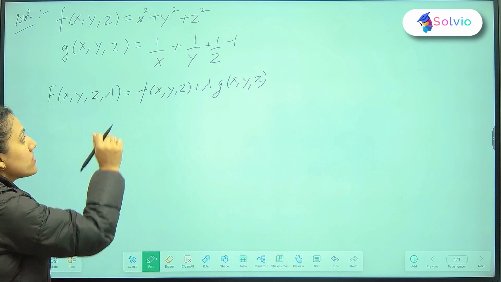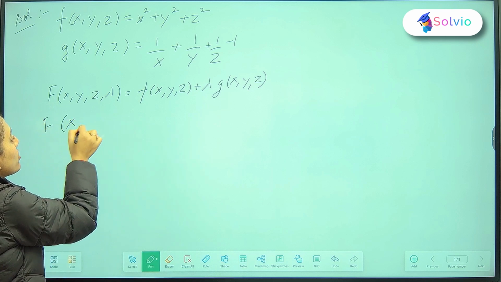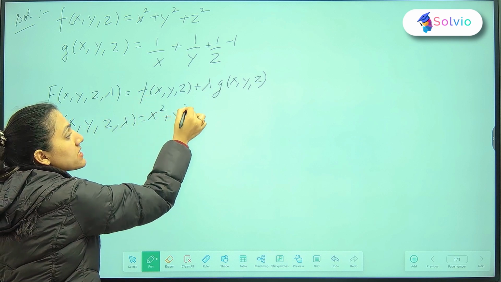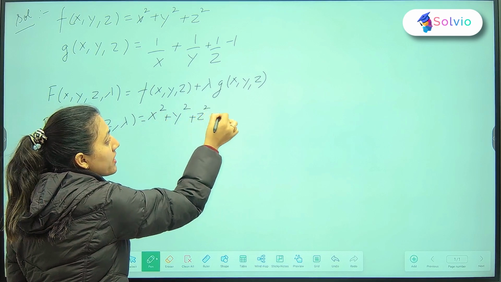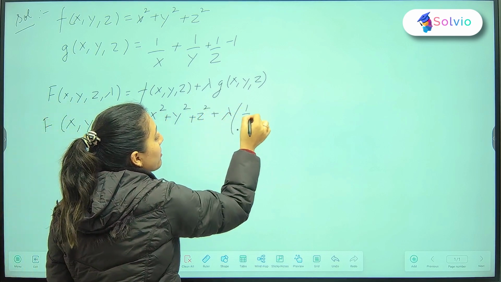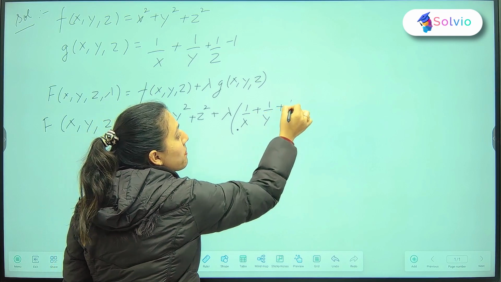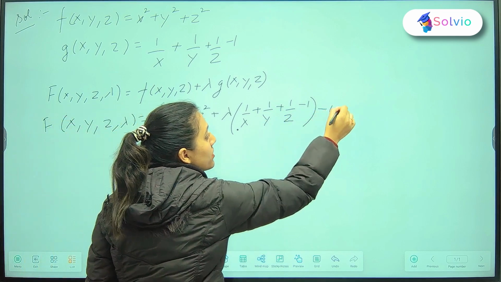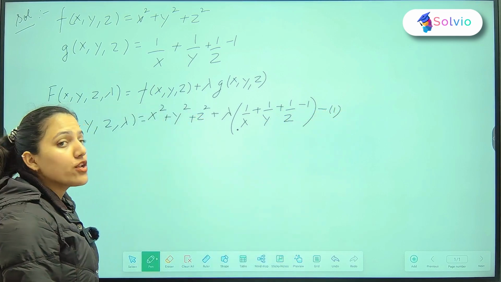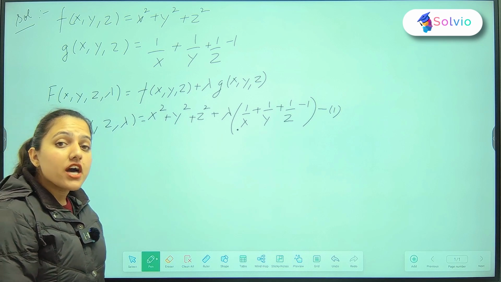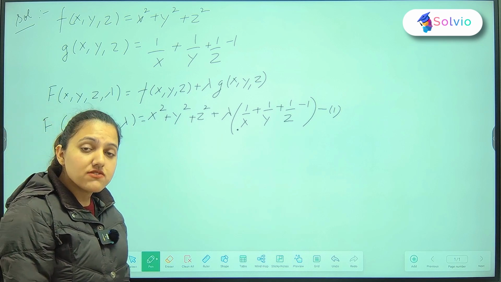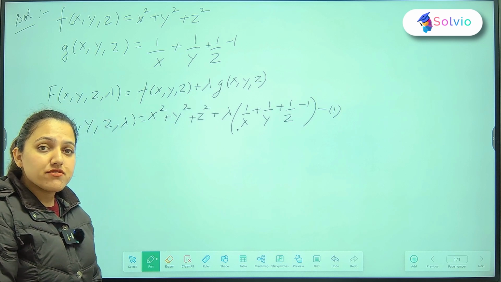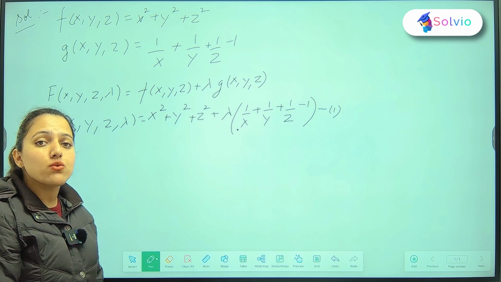So let's substitute the value of small f and small g. We get that is equal to x square plus y square plus z square plus lambda times 1 upon x plus 1 upon y plus 1 upon z minus 1. Clear? And we need to mark it as our equation number 1. So this is the value of our function capital F. Now we need to find partial derivatives of function capital F with respect to x, y and z, and after finding these values we will put them equal to 0.